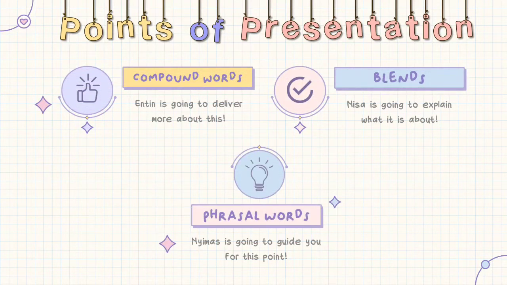Well everyone, so here we have the points of presentation. First is compound words. Second is blend. And last but not least, phrasal words. In this explanation, we will not only talk about the general information or material about this topic, but we will also tell you about the definition, function and usage, importance, types, and also more examples about this.